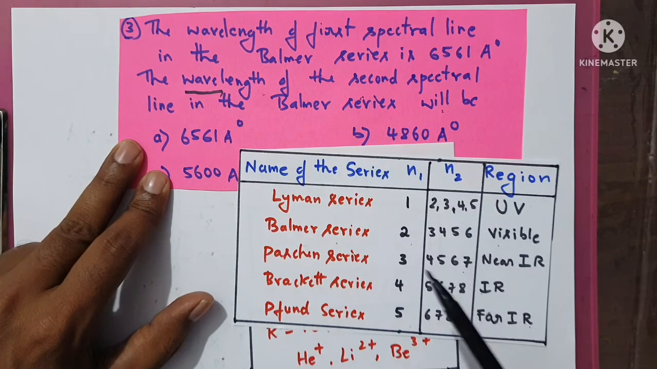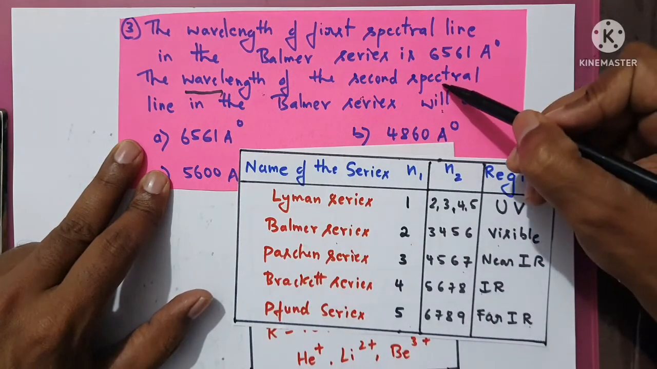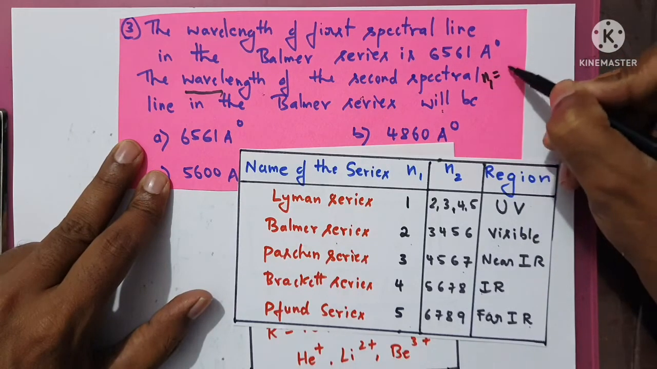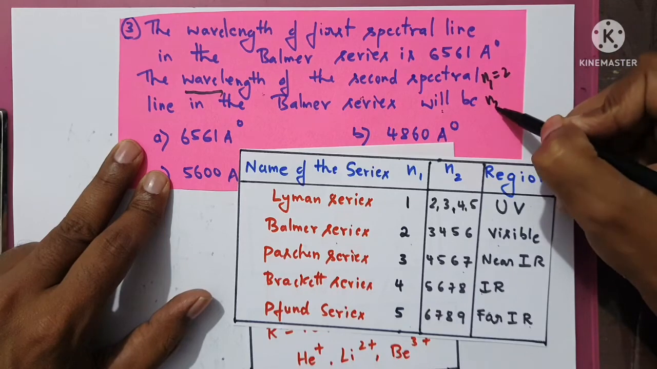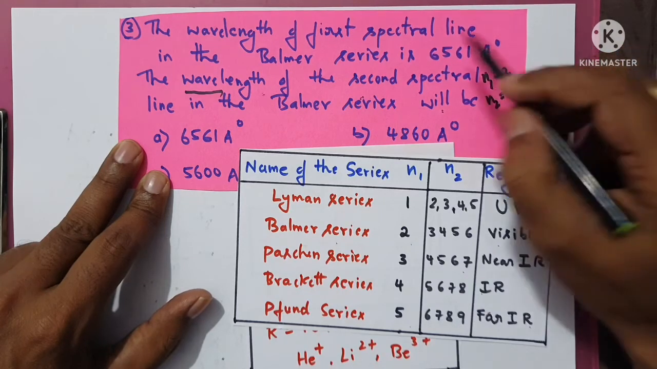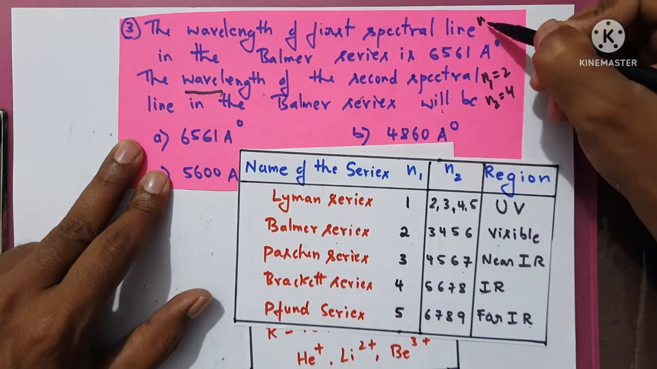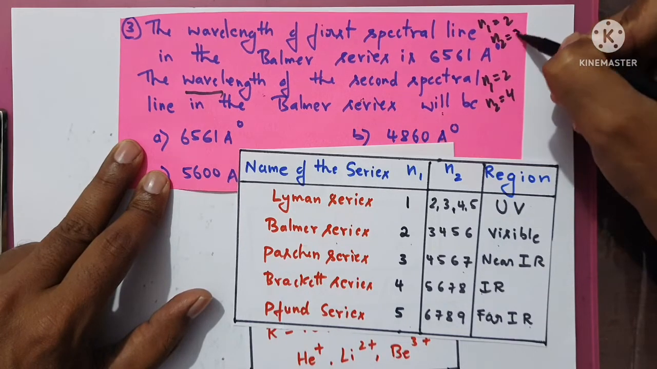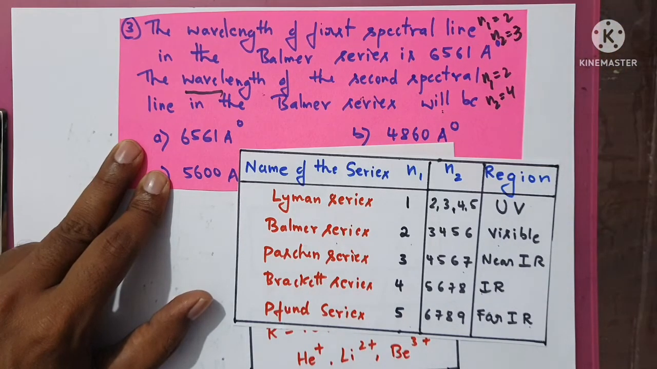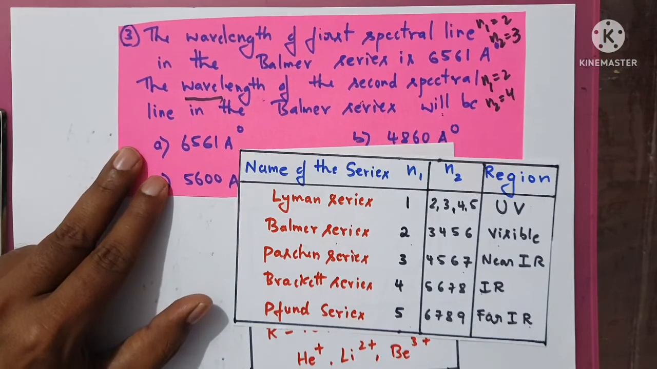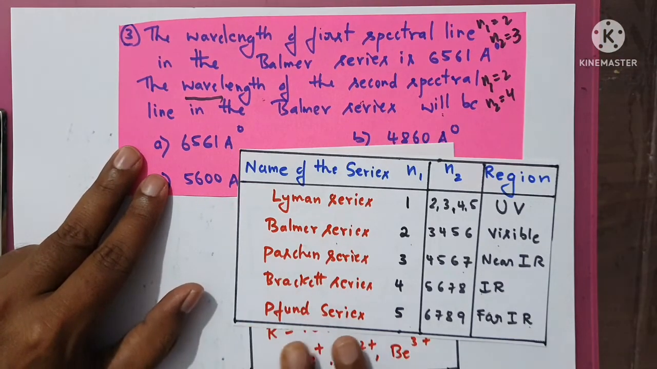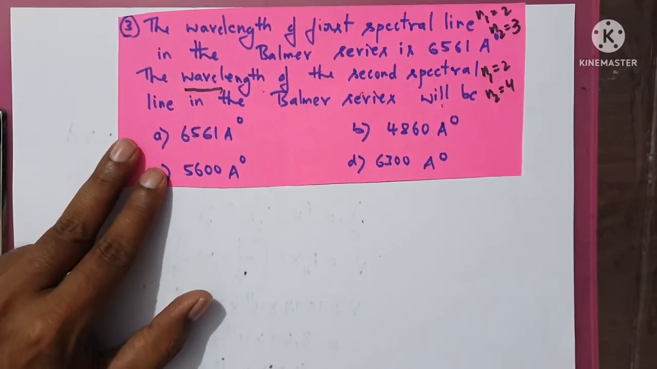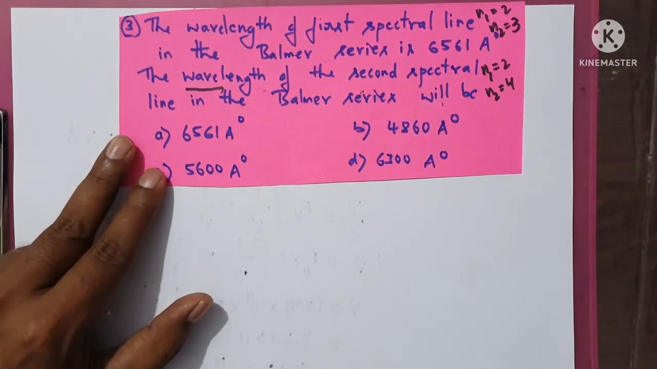Hope you have understood. For the second spectral line, I'm going to take n1 equal to 2, n2 equal to 4. For the first spectral line, I'm going to take n1 equal to 2 and n2 equal to 3. Hope you have understood this part, and let me solve this question for you all. It's a very easy question.